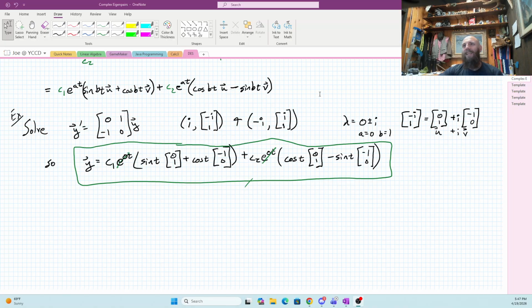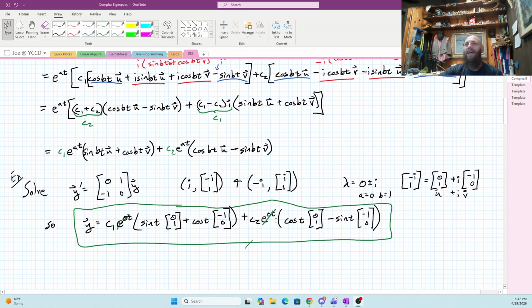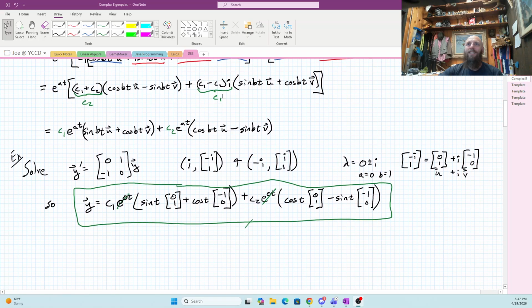I just realized that I have my C1 and C2. I thought I was doing something clever, and I swapped them from the back of Will Trench's book. So these solutions would be y2 is this one in Will Trench's book, and y1 is this one. Let me grab that and show it to you.